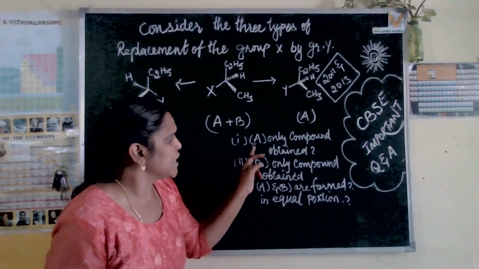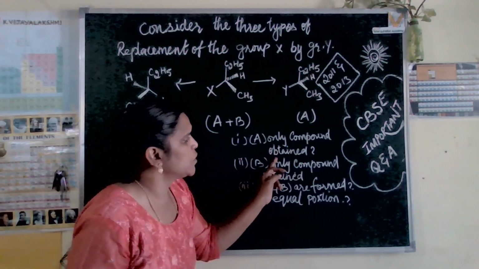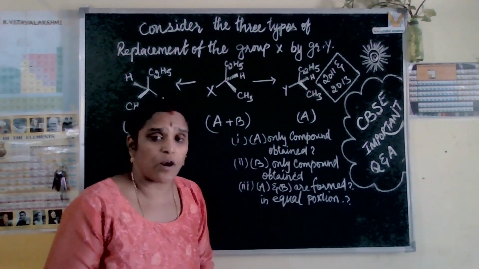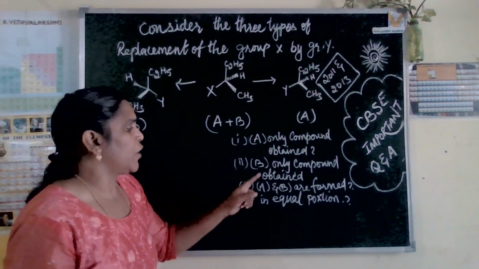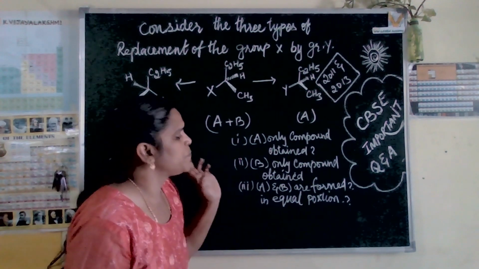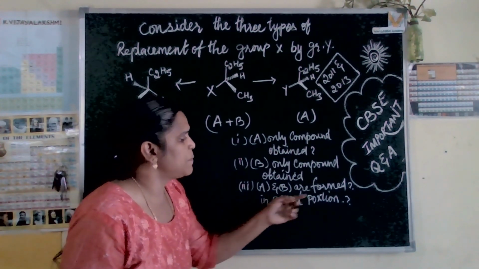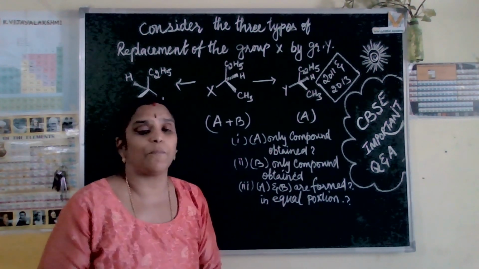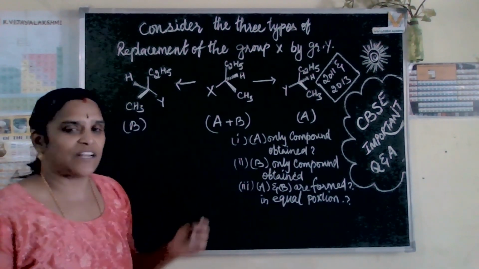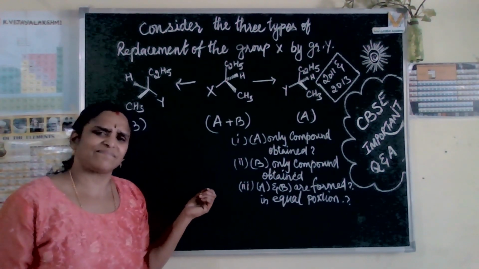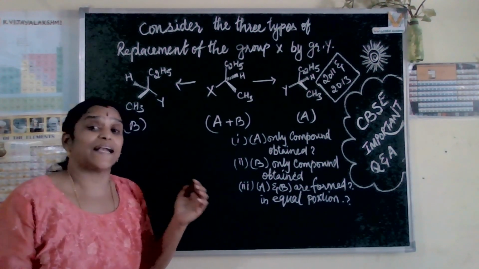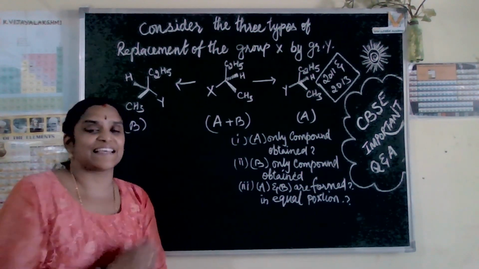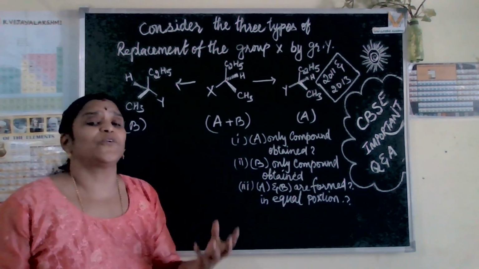The first question: only compound A is obtained. So what compound is obtained? Which reaction takes place? What mechanism, find out. Then only compound B is obtained. Then A and B are formed in equal proportion. Actually it is an easy one only. We already know this point, but indirectly they are asking the question. So how to find out?